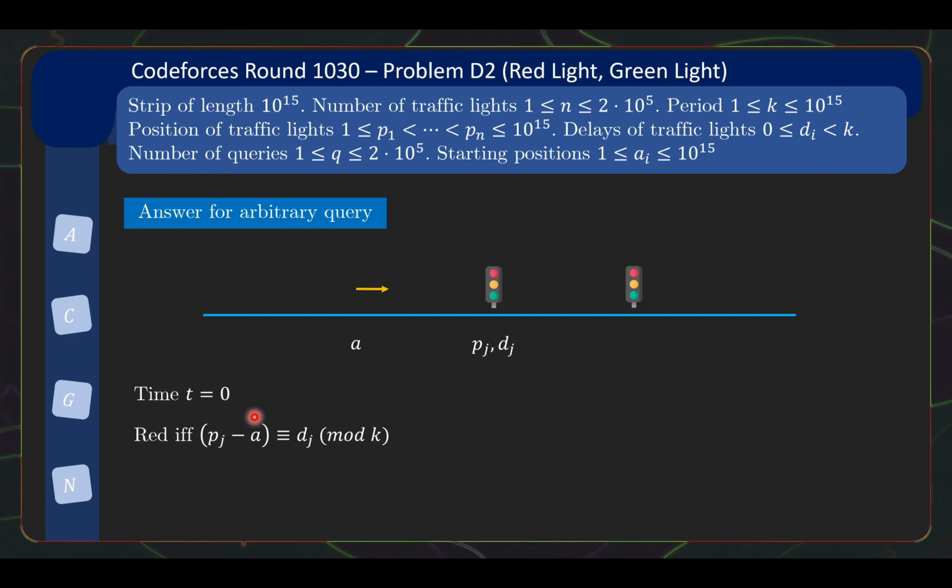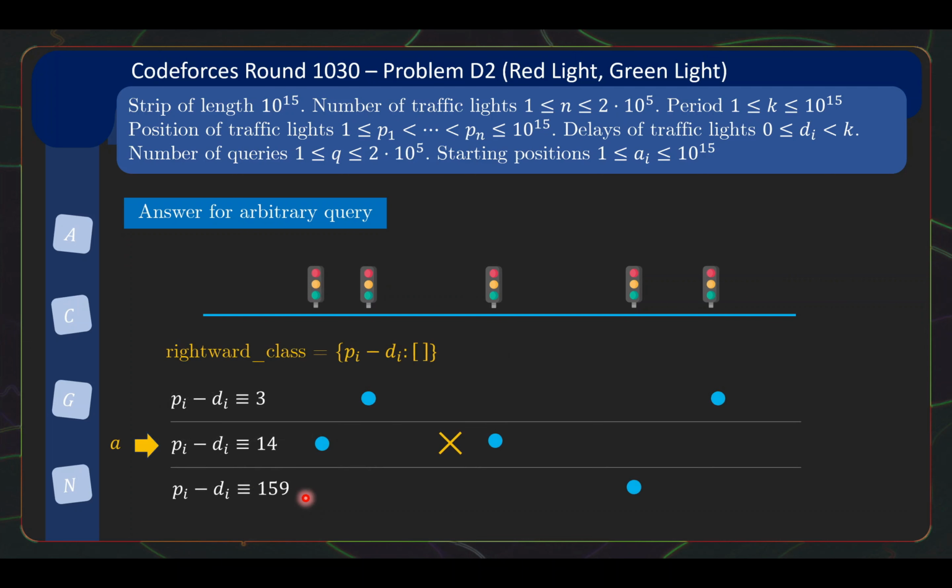Firstly, by doing the exact same analysis that we've done before, you'll realize that the traffic lights that will be red for the person will be traffic lights that have P minus D congruent to A. So this means that what we can do is look at our rightward class. Remember we had this earlier. Then slot A into that particular P minus D class. So look at that P minus D class. If it's empty, it means you will never meet a red traffic light.